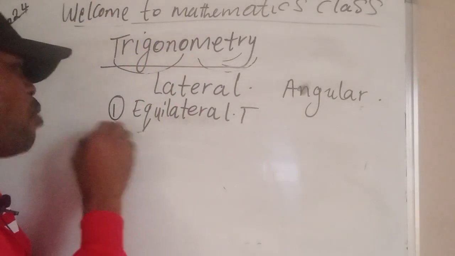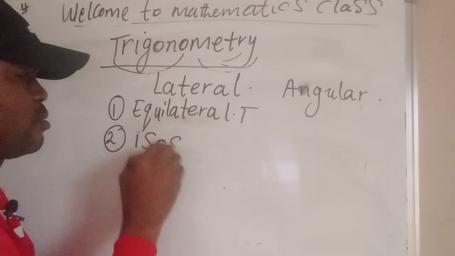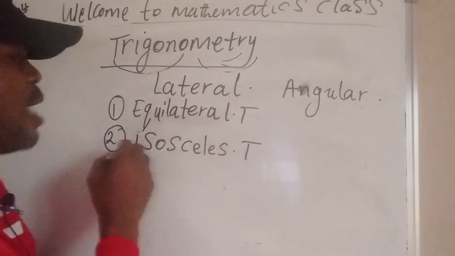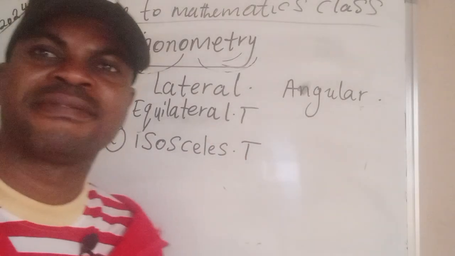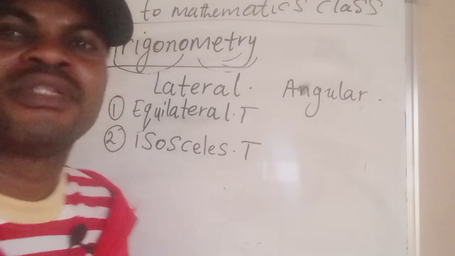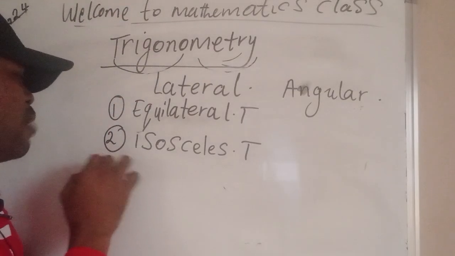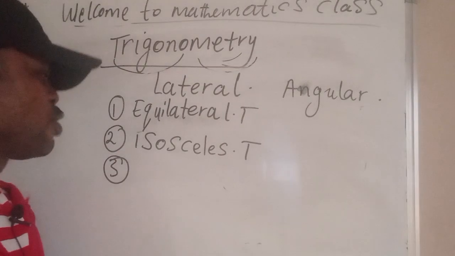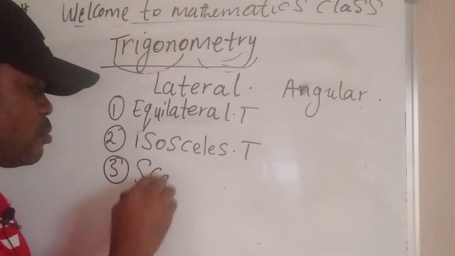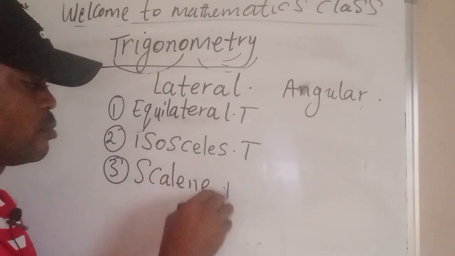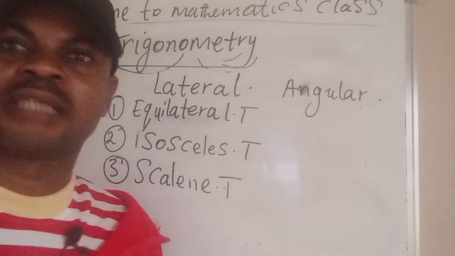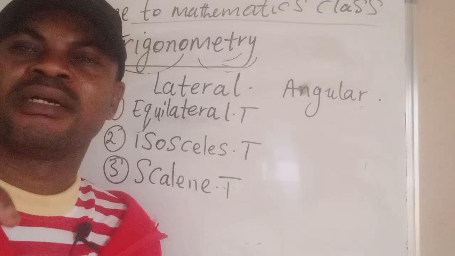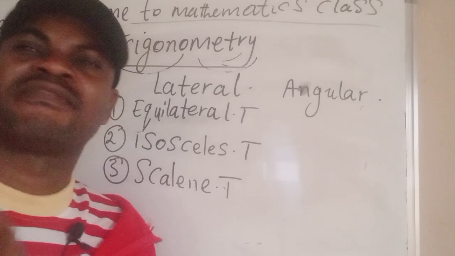We also have what we call the isosceles triangle, a triangle that has two equal sides. Then we also have what we call the scalene triangle. So those are the three basic classifications. These are the three basic types of triangle being classified as lateral.